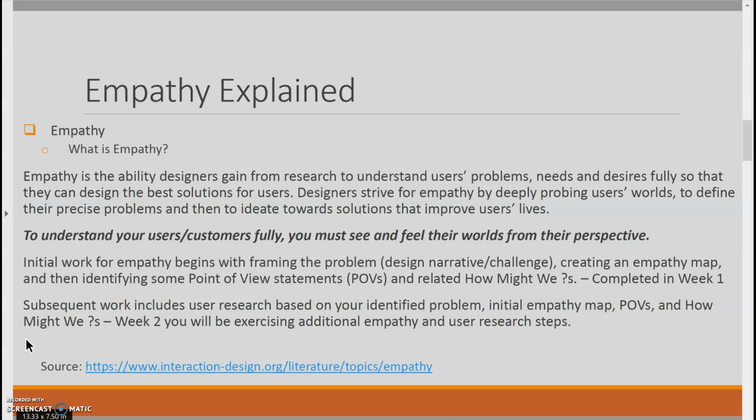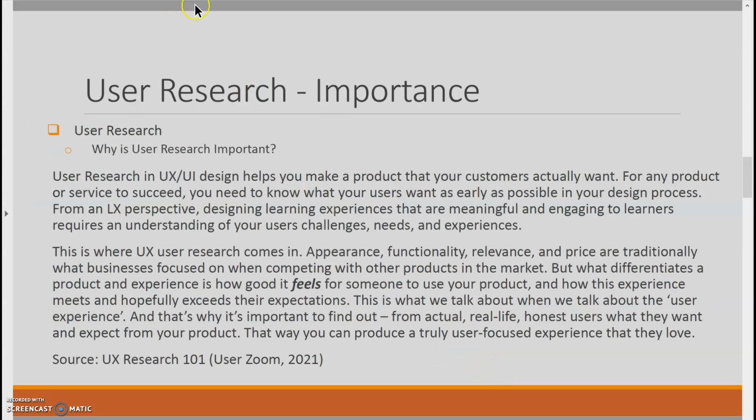And then this week you'll take that, and so the subsequent work this week will include user research based on your identified problem, which is your design narrative, your initial empathy map, your point of view statements, and your how might we questions, so that you'll be exercising additional empathy and user research steps. And in the Canvas module week 2, you will see a number of resources in there that will help you further understand these topics.